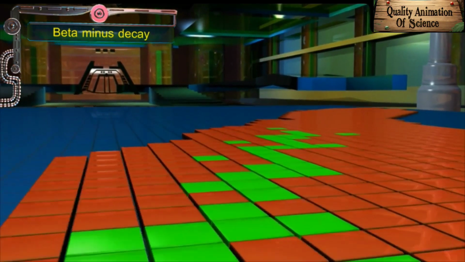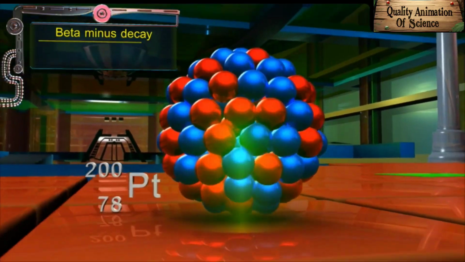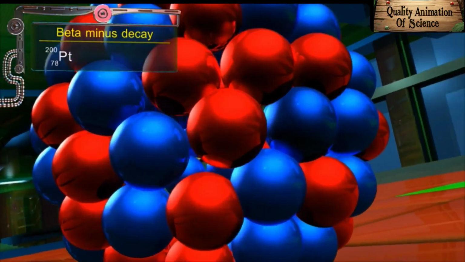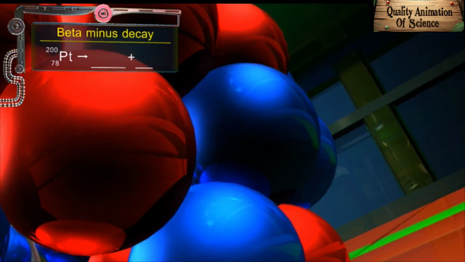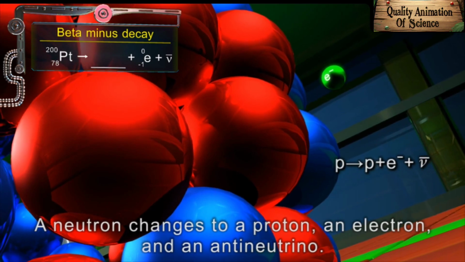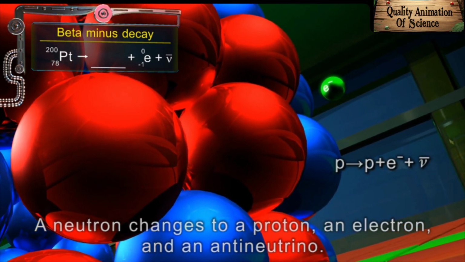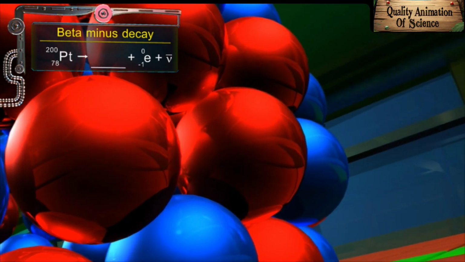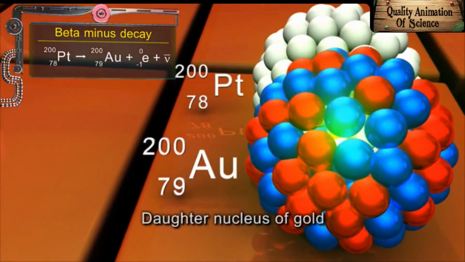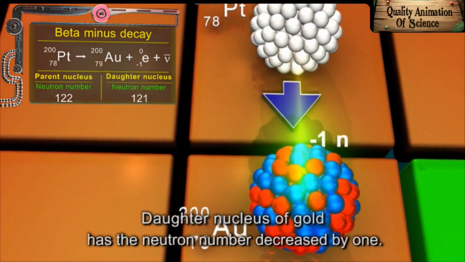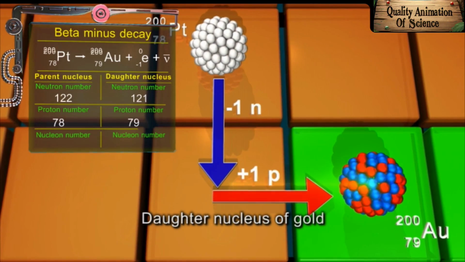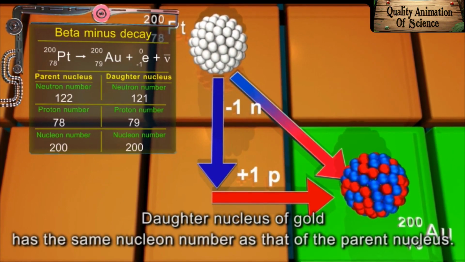Consider the parent nucleus of a radioactive isotope of platinum having 78 protons and 200 nucleons. During its beta minus decay, a neutron changes to a proton, an electron, and antineutrino. The electron is emitted as beta minus particle along with the antineutrino, and the proton remains in the nucleus. The daughter nucleus of gold thus formed has the neutron number decreased by 1 and the proton number increased by 1. But its nucleon number remains the same.